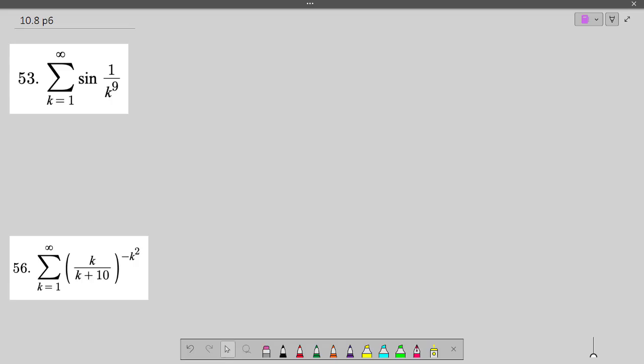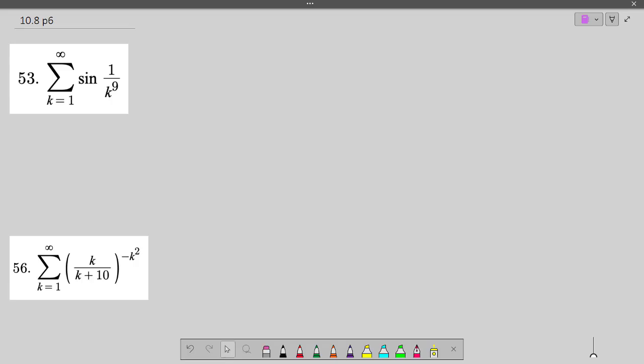So as k is going to infinity, the inside of sine is going to 0, right? 1 over k to the 9th is going to 0. So then the limit of this is sine of 0. Sine of 0 is 0. So it's possible that there is convergence here. Feels like it's unlikely, but I don't know. We'll find out.